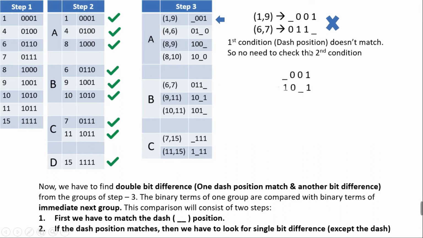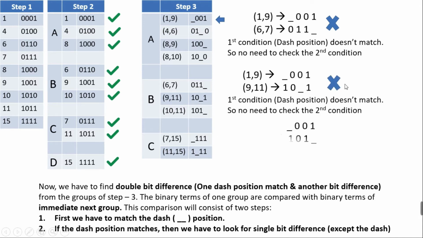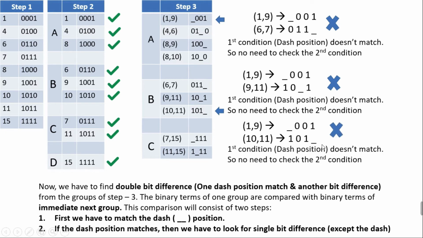Let's check the second pair. 1 9 is being compared with 9 11, and the dash position doesn't match, so we discard that one too. Let's move on to the third one. 1 9 is compared to 10 11, and the dash position doesn't match here either, so we discard that too. We have compared the first pair of group A with all the pairs of group B, and we have not been able to match the first condition, the dash position match. That's why we didn't go through the second condition, and all of these comparisons were discarded.